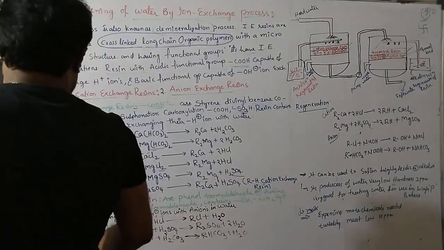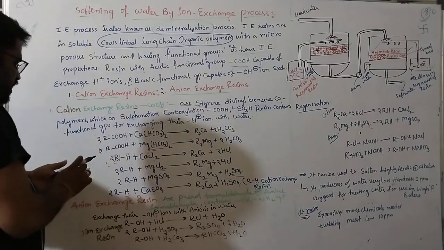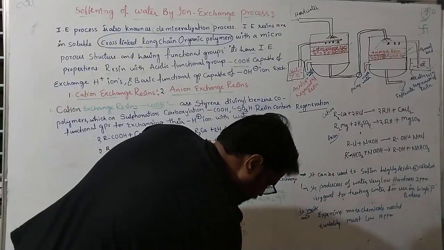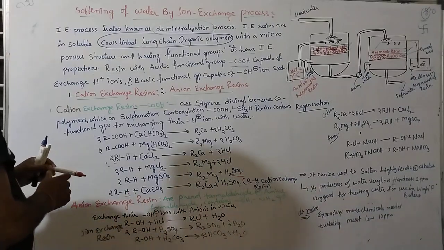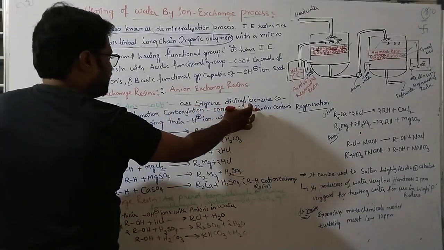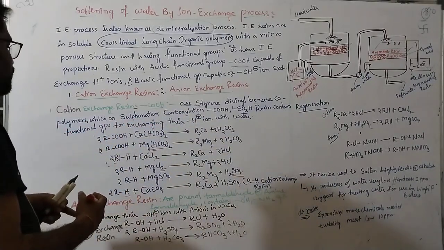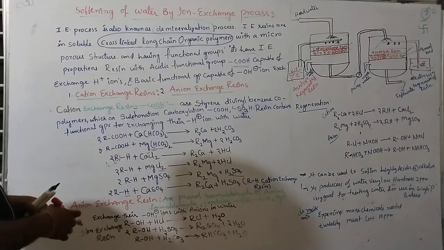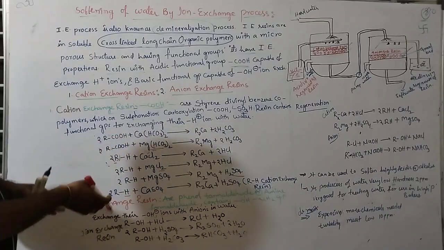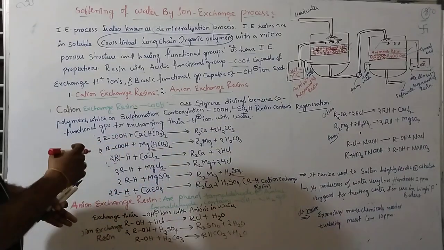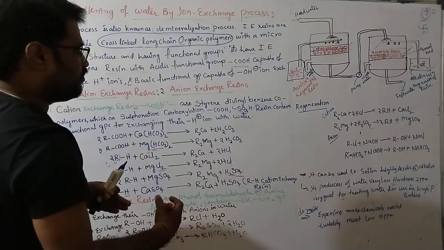Here there are two types: one is the cation exchange resin, another is the anion exchange resin. The cation exchange resin is made from styrene divinyl benzene copolymers. In this process, the styrene divinyl benzene copolymer undergoes sulfonation, which gives the styrene divinyl benzene copolymer sulfonic acid.